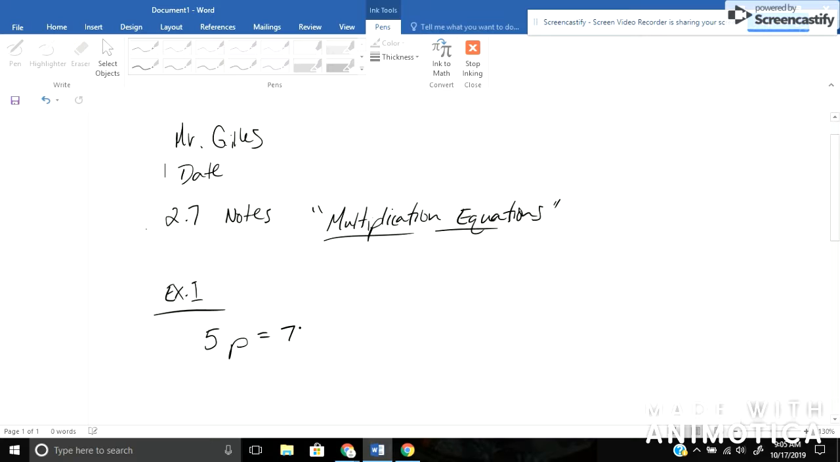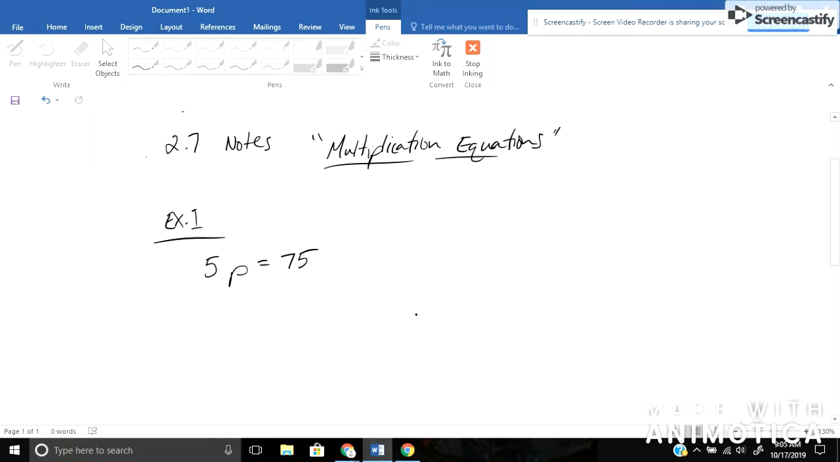equals 75. All right, so in this equation, I'm going to solve it a lot like I've been doing my other ones, where my very first step, I like to split my equation in two. Because remember, equations are like scales, and whatever I do to one side, I need to do to the other. After I split it at the equal sign, I'm going to ask myself the very important question: what is being done to my variable, and how do I undo it? So I see that p is being multiplied by 5. So to undo that, I need to divide by 5. And when I divide by 5, I do it on the left and the right.